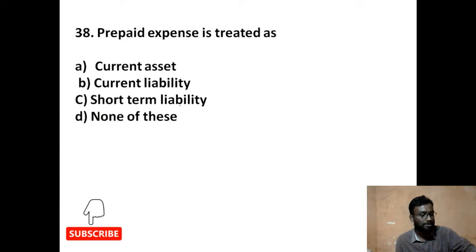So prepaid expense is treated as what? Prepaid expense. We already prepared the expense. The expense is not related to the current year, but we have paid. Whatever expense belongs to the future, we have paid in advance. That is prepaid expense. It is a current asset.